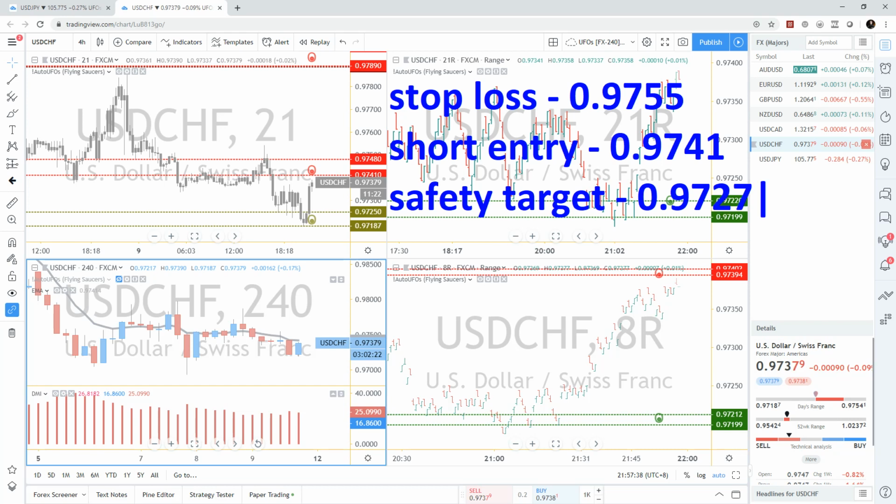Am I doing this right? 27, yes. So 0.8727, that would be the final target, sorry, the safety target, and the final target would be located below that, okay? So we can certainly execute this trade. Again, it's not the trade of the year, but it would be 97.04 based on what we saw earlier, okay? So these are the parameters for the trade.